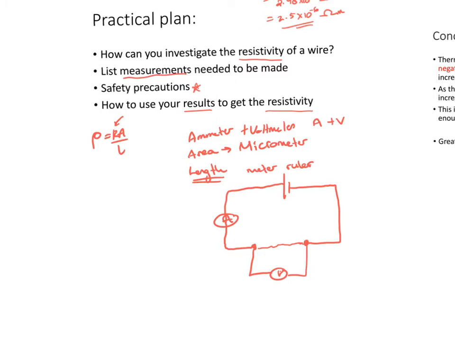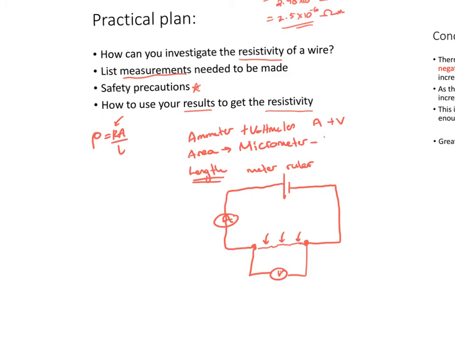Obviously, once we get our diameter, we have to divide it by 2. And to use a micrometer, you need to take the reading at 3 different places. So let's say at 3 different parts of the length, and you need to average that.